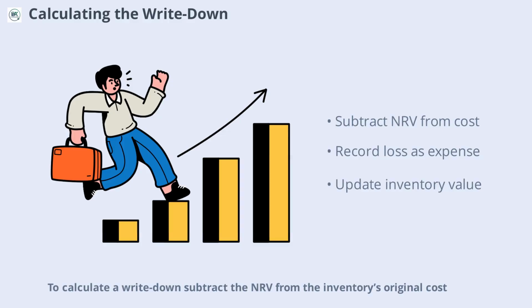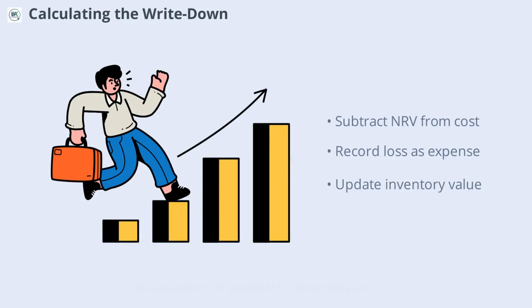To calculate a write-down, subtract the NRV from the inventory's original cost. The resulting amount is the loss that must be recognized in the income statement. For example, if inventory was purchased for $10,000 but its NRV is now $8,000, a write-down of $2,000 is required. This adjustment is essential for presenting an accurate picture of a company's assets and profitability. The write-down amount is recorded as an expense, reducing both the value of inventory on the balance sheet and the company's net income for the period.